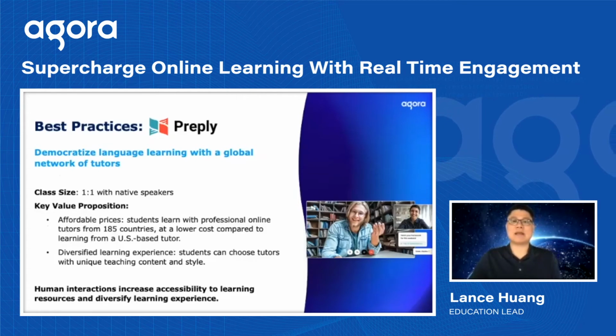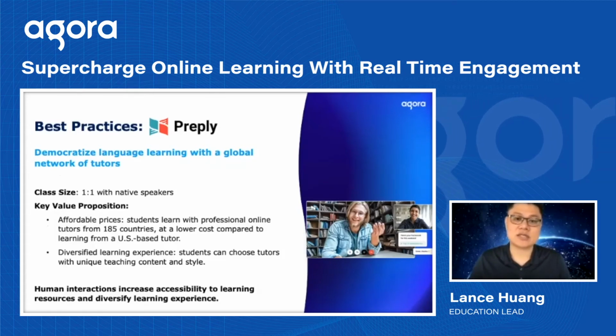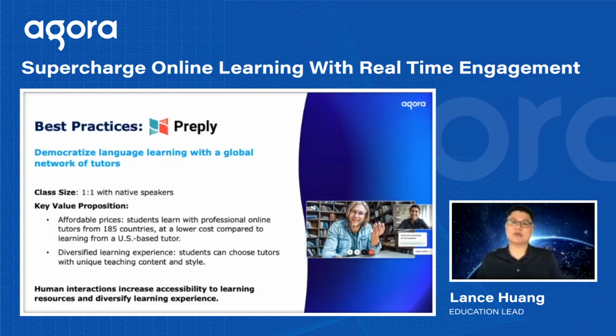Another example is Preply, which is another Agora customer. They are based in Ukraine, and they have been very successful in penetrating the US market as well, because they have been leveraging real-time engagement to democratize language learning with a global network of tutors. They offer one-on-one sessions connecting students with native speakers. And their key value propositions are twofold. First of all, they have very affordable prices, since students can learn with professional online tutors from over 180 countries, and often at a lower price compared to learning from a US-based tutor.